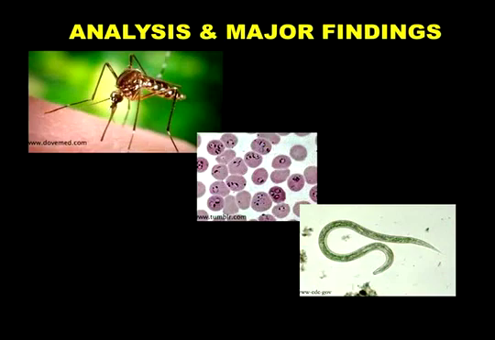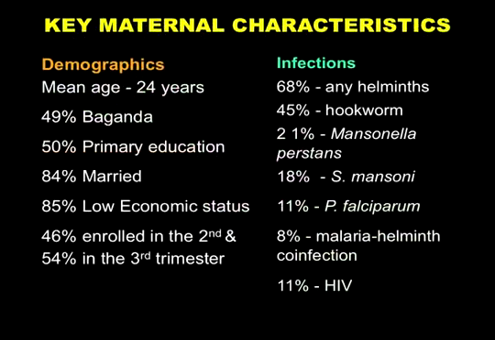So now I'll take you to the analysis and major findings. The key maternal characteristics for the pregnant women in this study, to give you an idea of what the population looked like: the mother's mean age was 24 years. The majority of them were Baganda, as would be expected in the study area. Half of them had no education or only a primary education, while 84% reported that they were married. Again, the majority were of low economic status, hardly earning more than £10 a month.